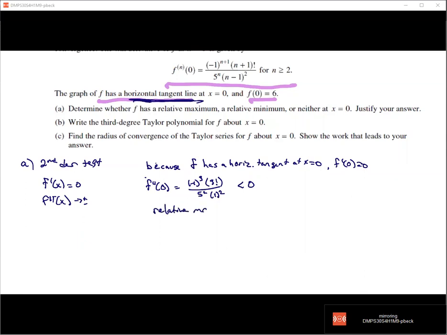So we have a relative max at x equals 0. I'm going to pause this for just one moment.